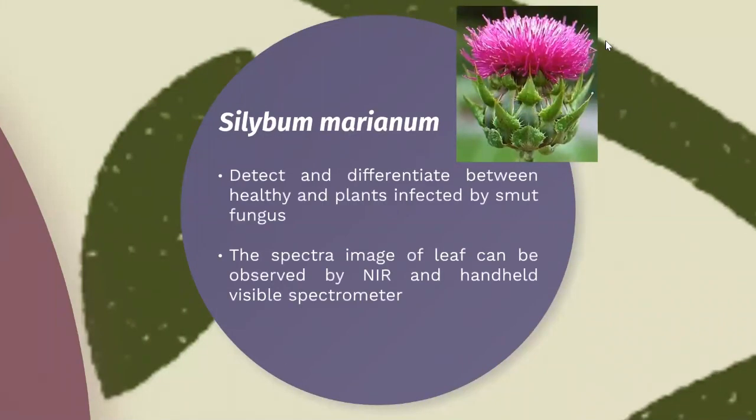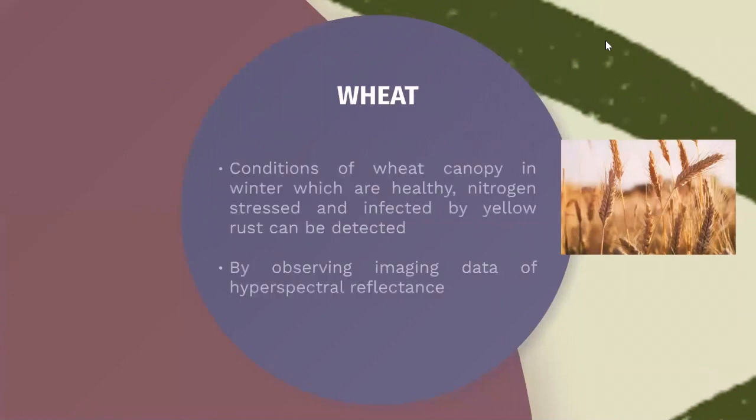By using this model, it can help detect and differentiate between healthy plants and plants infected by smut fungus. The spectral image of the leaf can be observed by NIR and a handheld visible spectrometer. Other than that, conditions of wheat canopy in winter which are healthy, nitrogen stress, and infected by yellow rust can be detected. This can be done by observing imaging data of hyperspectral surfaces.